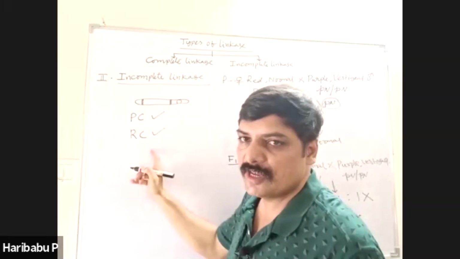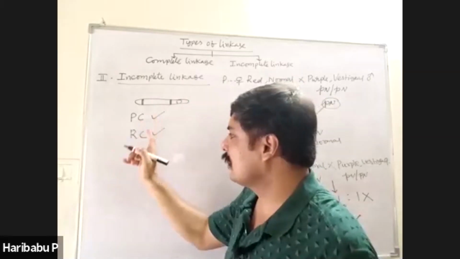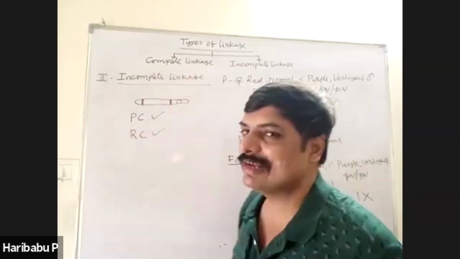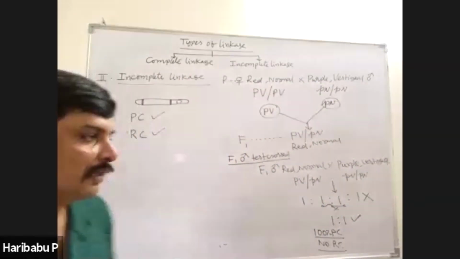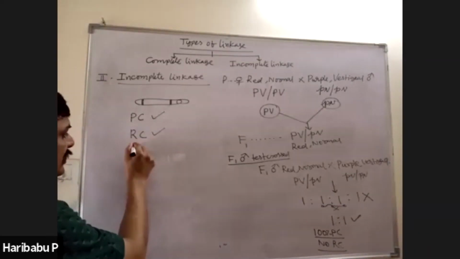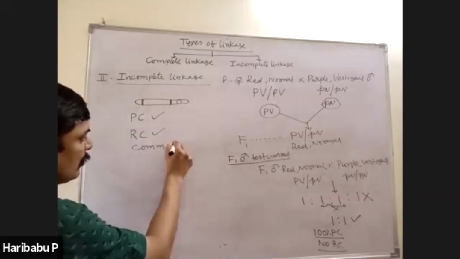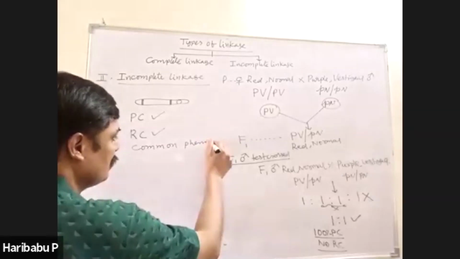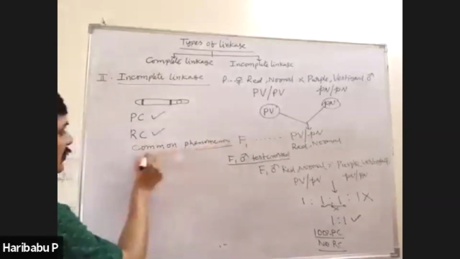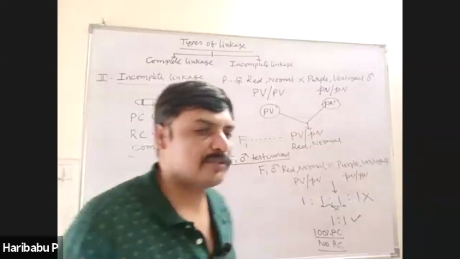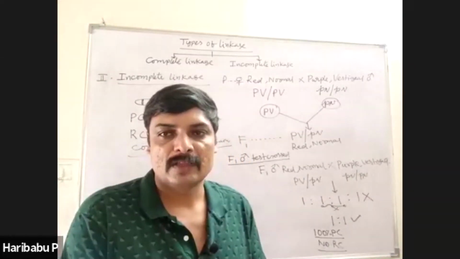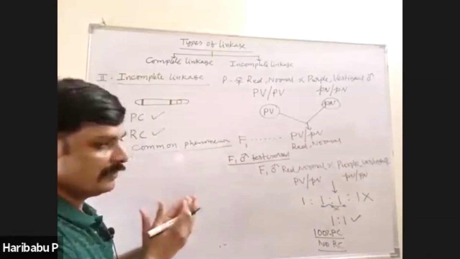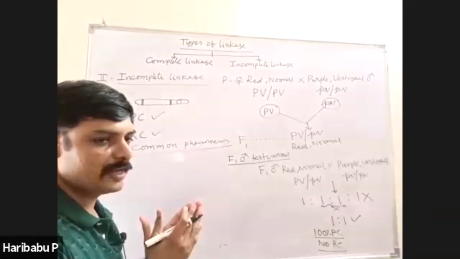So the type of linkage in which, along with parental combinations, recombinations are also obtained, such linkage is called incomplete linkage. And this is a common phenomenon. In nature, this type of linkage is commonly observed when compared to the complete linkage. In incomplete linkage, along with parental combinations, there are some recombinations.